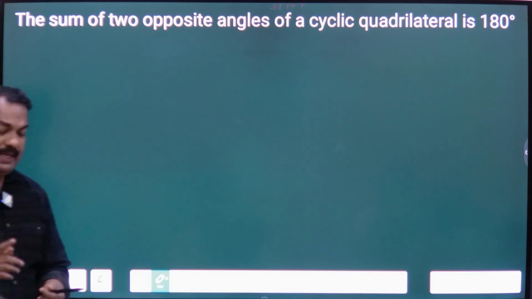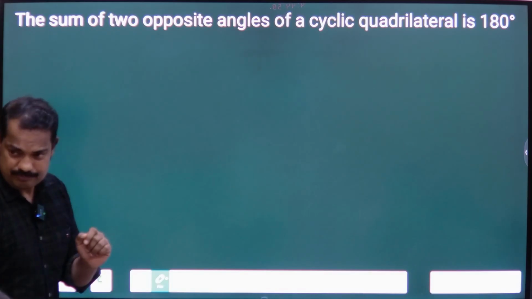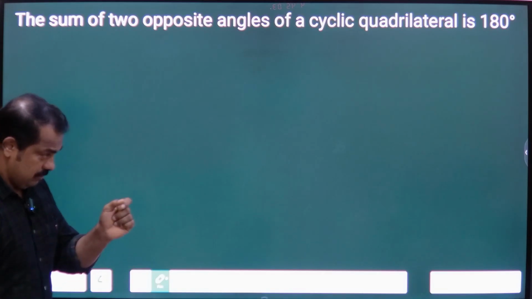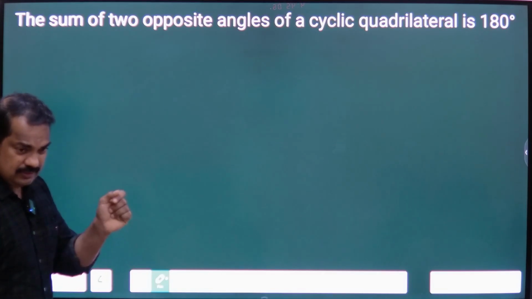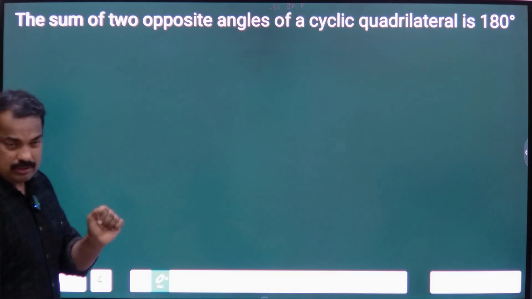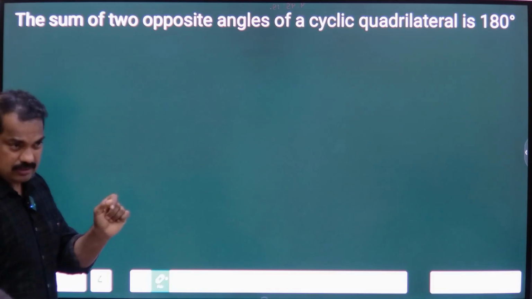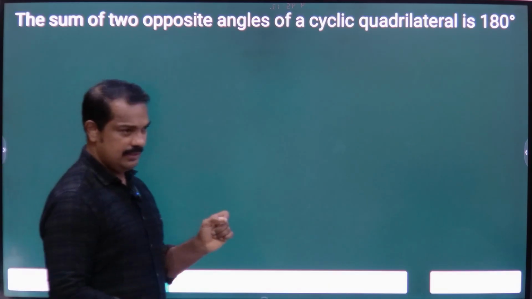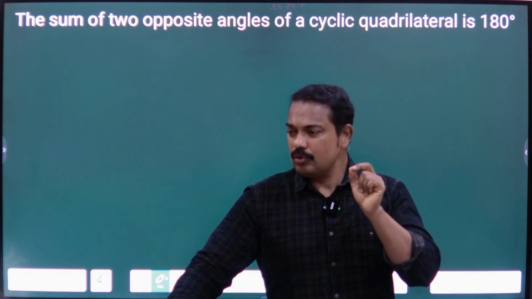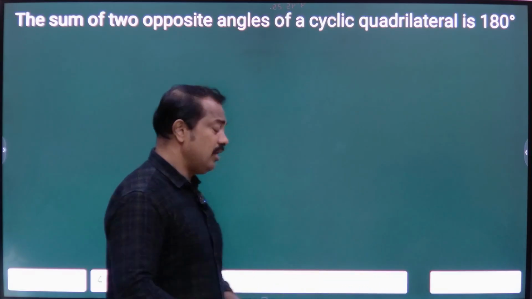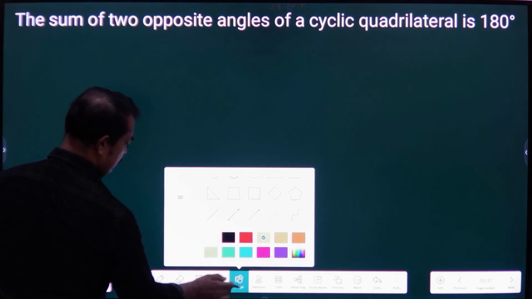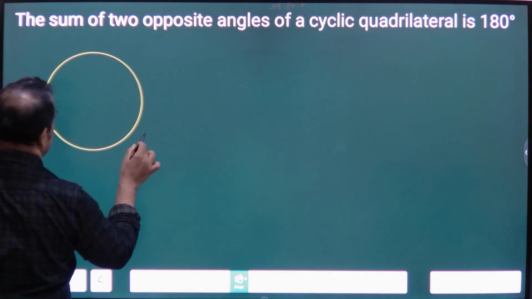So first, draw a cyclic quadrilateral. How to draw a cyclic quadrilateral? In a cyclic quadrilateral, all the vertices lie on the circle. If all the vertices of a quadrilateral lie on a circle, then it is called a cyclic quadrilateral. So draw a cyclic quadrilateral. A circle.